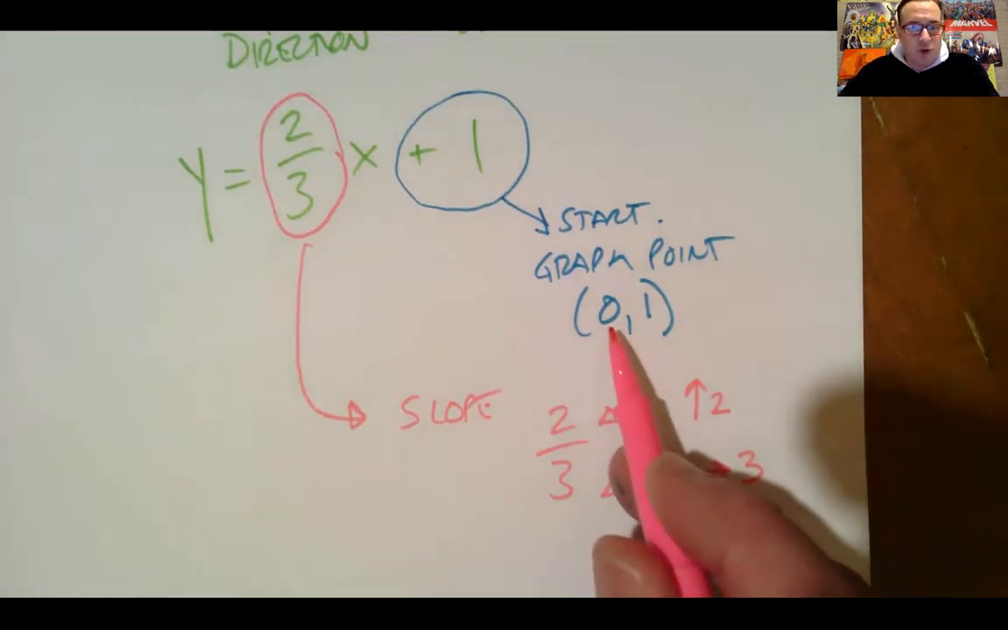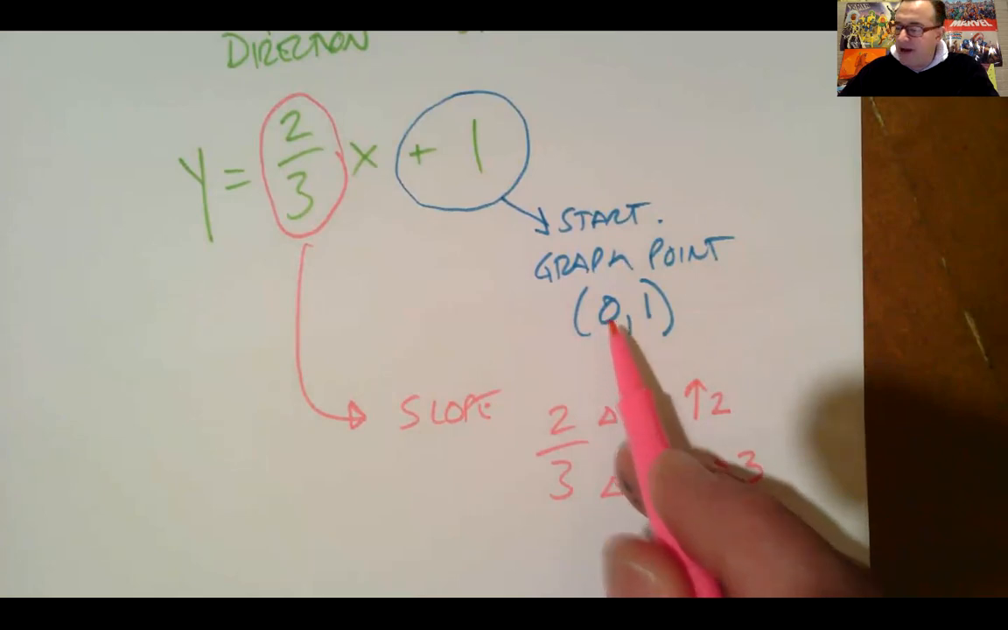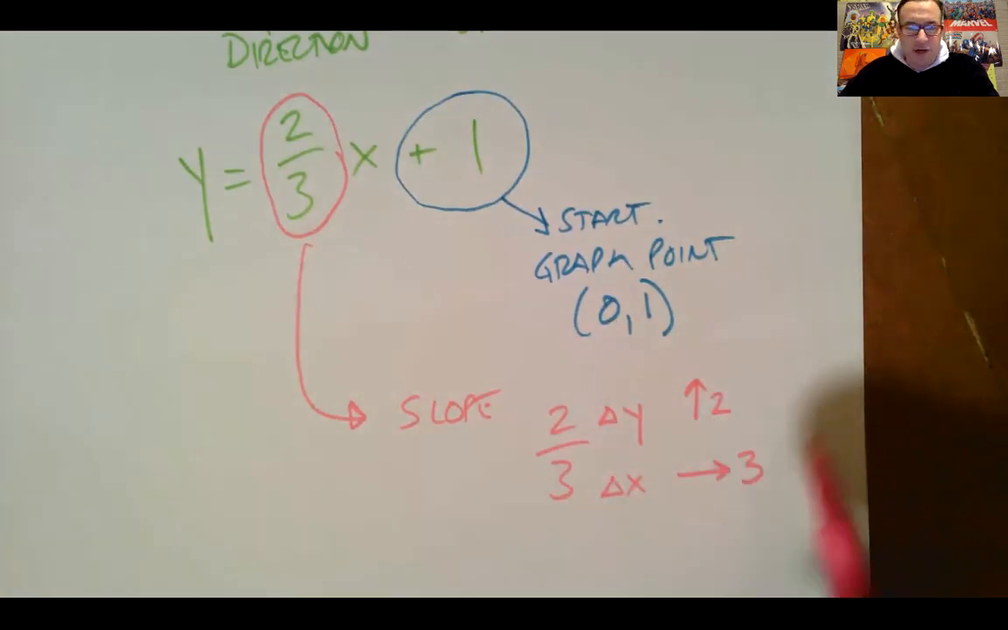So I start at this point, and then to find the points that happen after that, I go up 2/3, make a point. Up 2/3, make a point, and I keep doing that. Now, that's the way we go about doing these things.